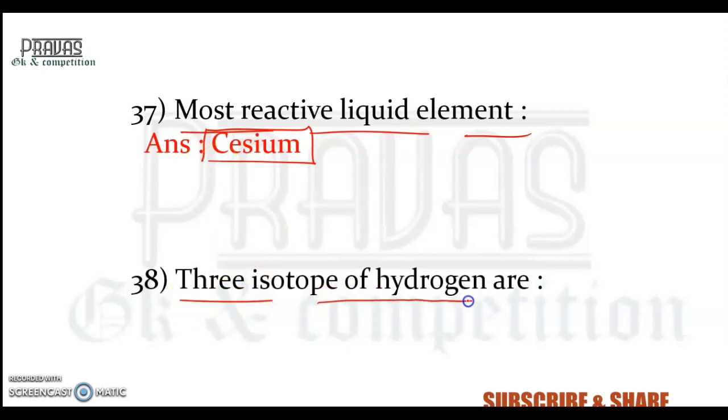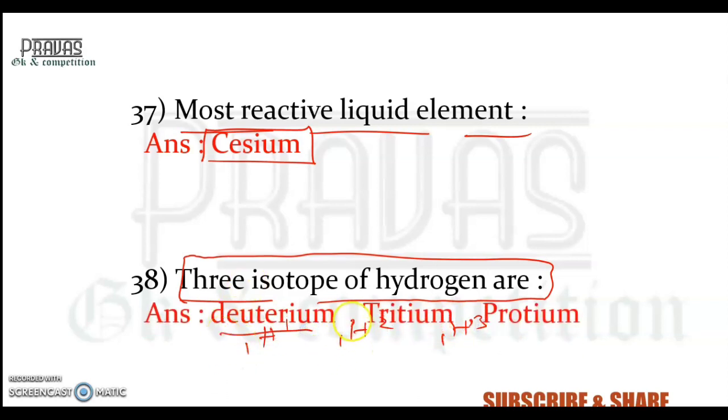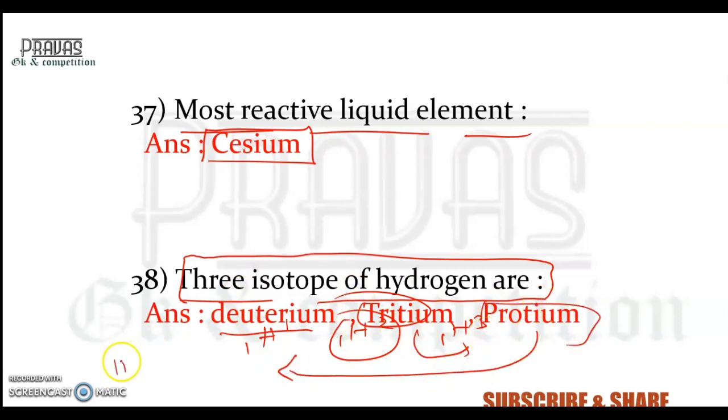Three isotopes of hydrogen are H1, H2, H3, and these are called protium, deuterium and tritium. Deuterium means H2, tritium means H3, and protium means H1. And remember, H1 has no neutron. The only element having no neutron is protium, and the radioactive isotope of hydrogen is tritium.